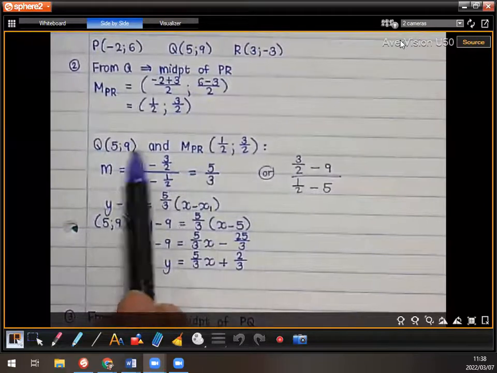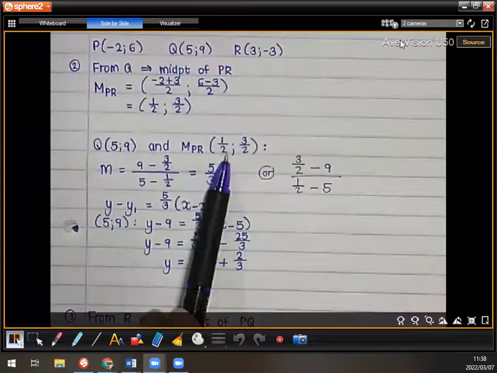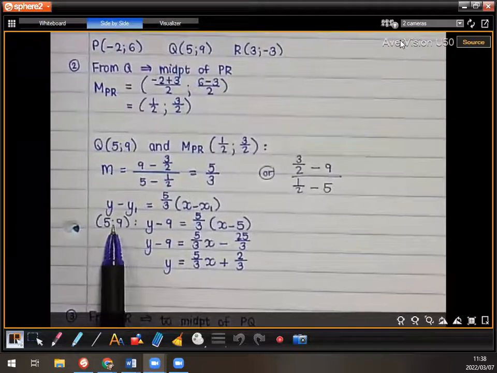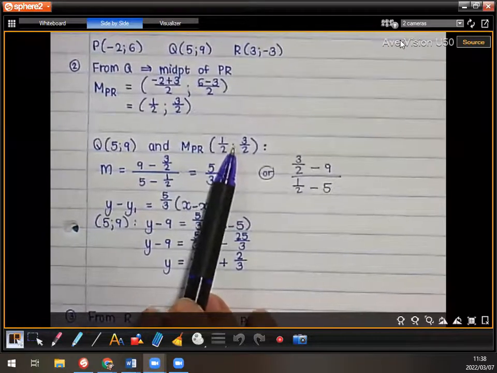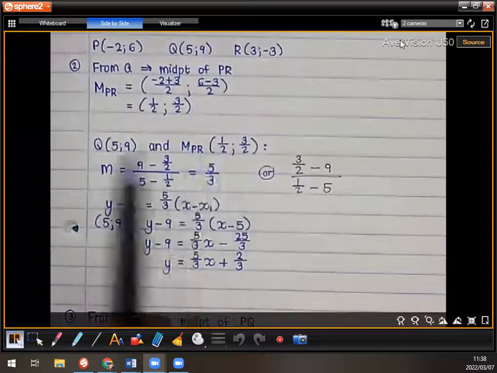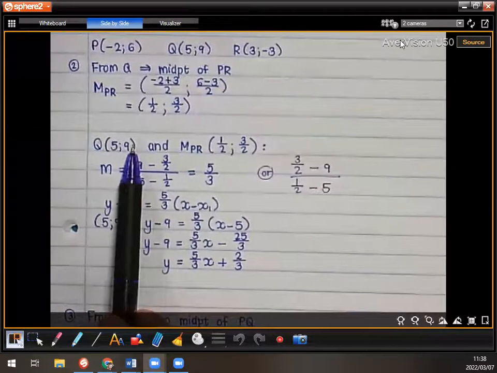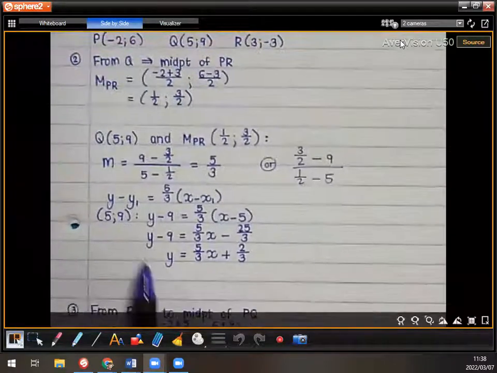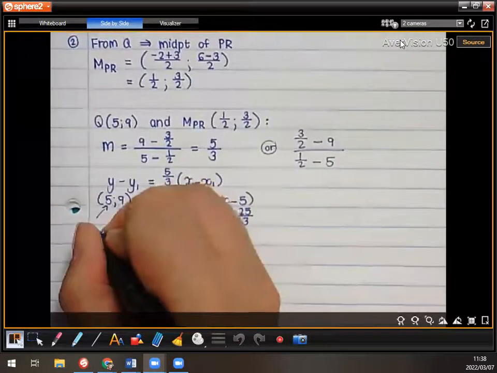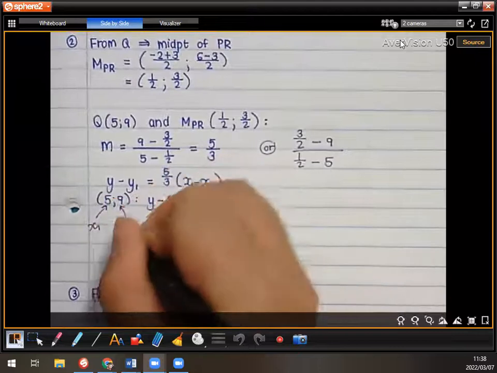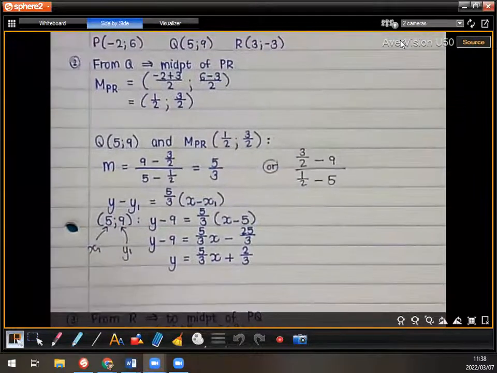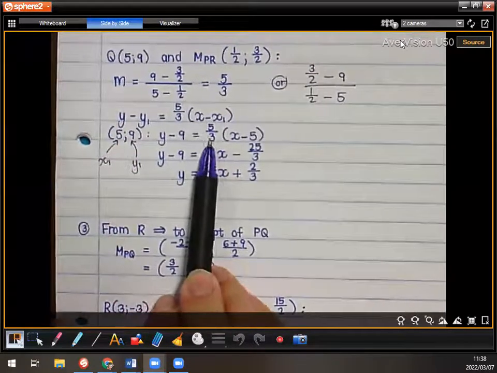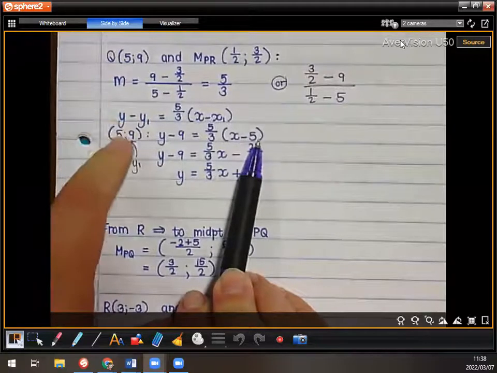Now, guys, I think we all will agree that this point will be easier to sub in than that one, right? It's easier to work with whole numbers than fractions. So I decided to sub in the one with whole numbers. But if you sub in the other point, you would get the same answer, right? You can sub in either one of those two points. But you cannot sub in P or R because those two points are not on this median. It has to be one of these two. So remember, your x value here is x1, and your y value there is y1. So you say y minus y1, y minus 9, is equal to the gradient times x minus x1, which is 5.